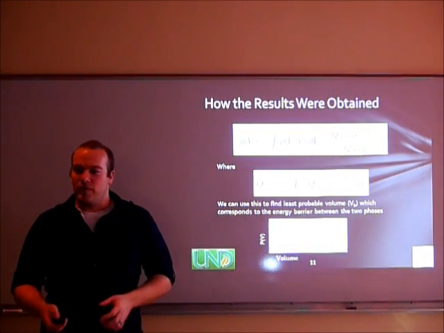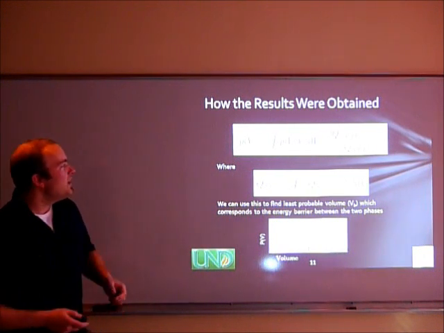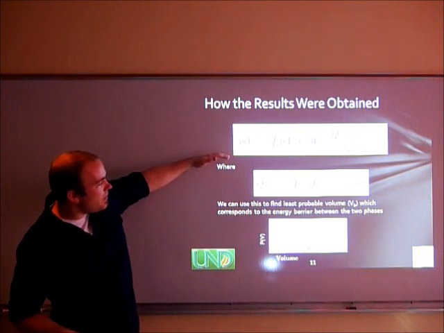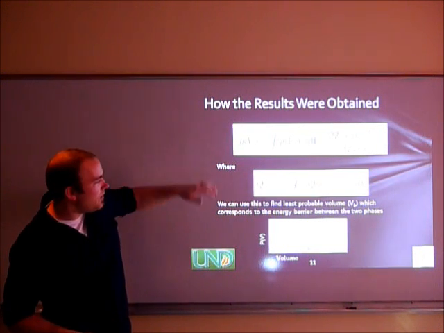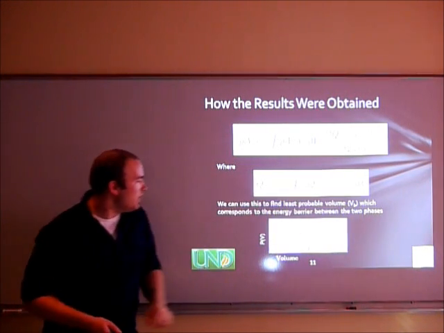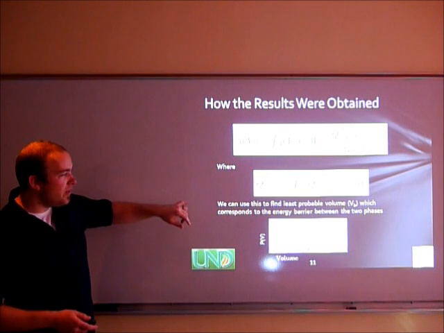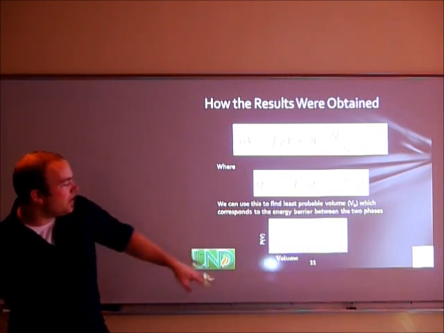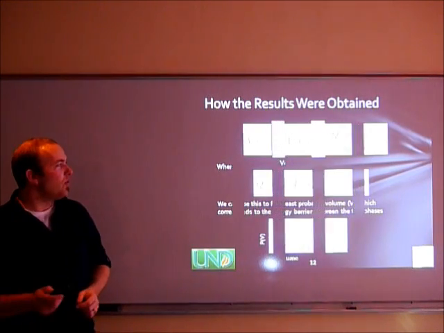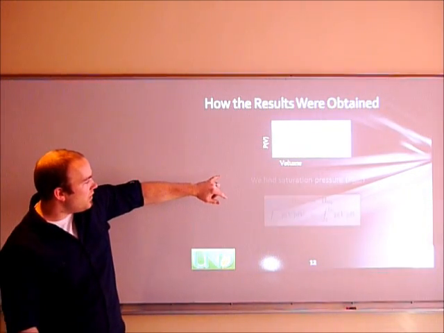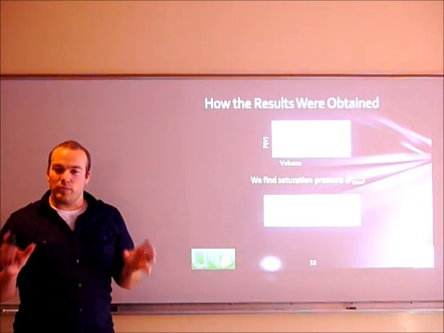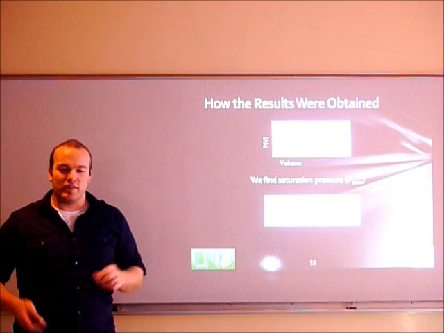Now, a little bit on how the results are obtained before I get into our actual results. Here we have the joint probability distribution with QNVT in the numerator and QNVT in the denominator. And then the partition function can be obtained through QNVT. And then we can use this to find the least probable volume, which corresponds to the volume which is the energy barrier between the two phases. Once we have that, we can use that VB to obtain the saturation pressure, which is the pressure at which the two phases are in perfect coexistence.